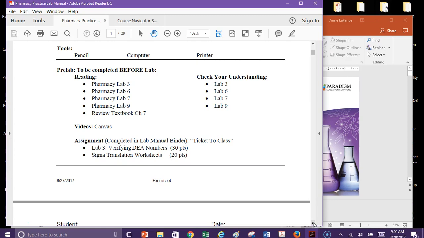And then your ticket to class is to complete 2 assignments: verifying DEA numbers, which is worth 30 points, and Sig translation worksheets, which is worth 20 points. These are to be completed in your lab manual binder and brought to Miss Erin, and she will check them for your ticket to class.